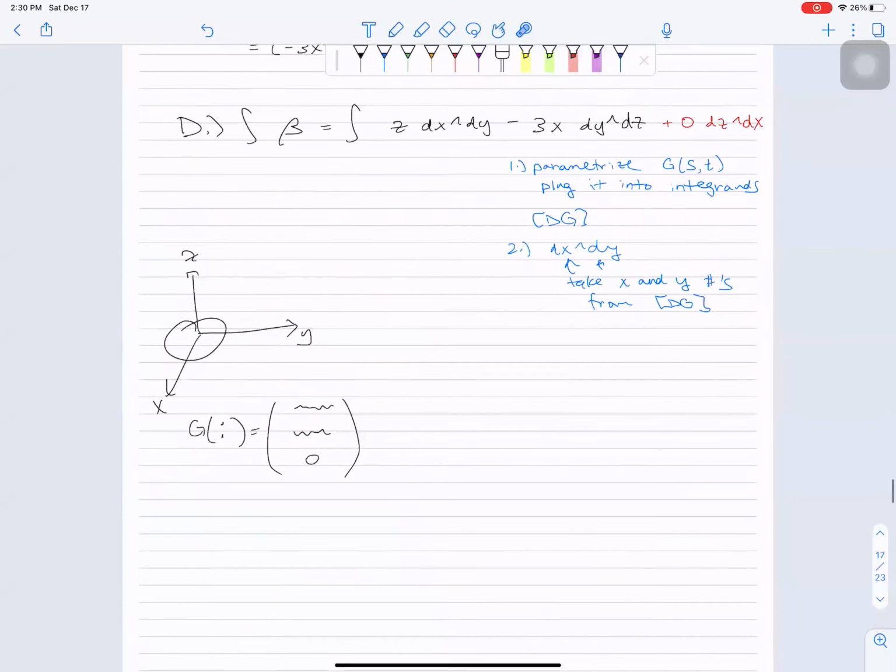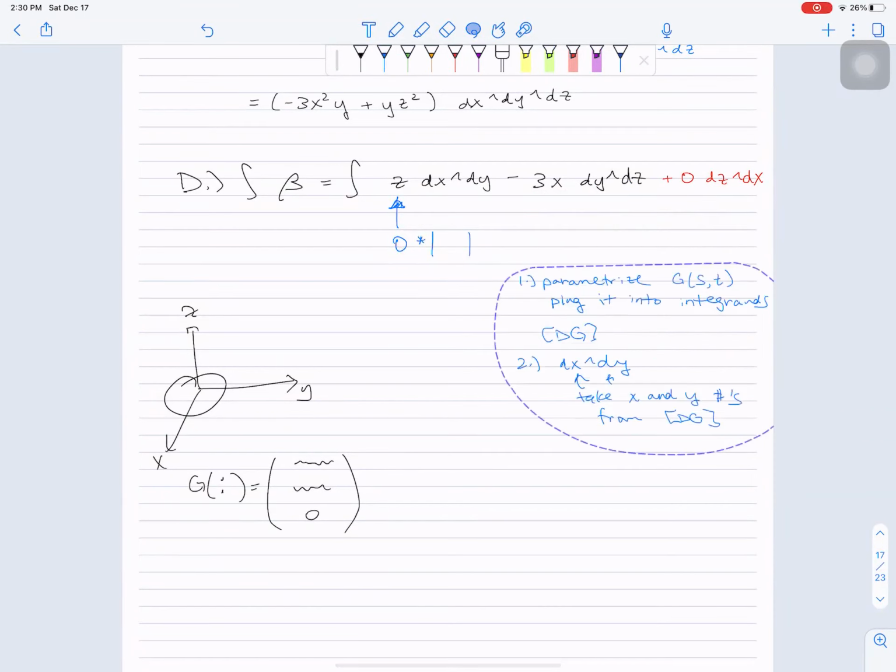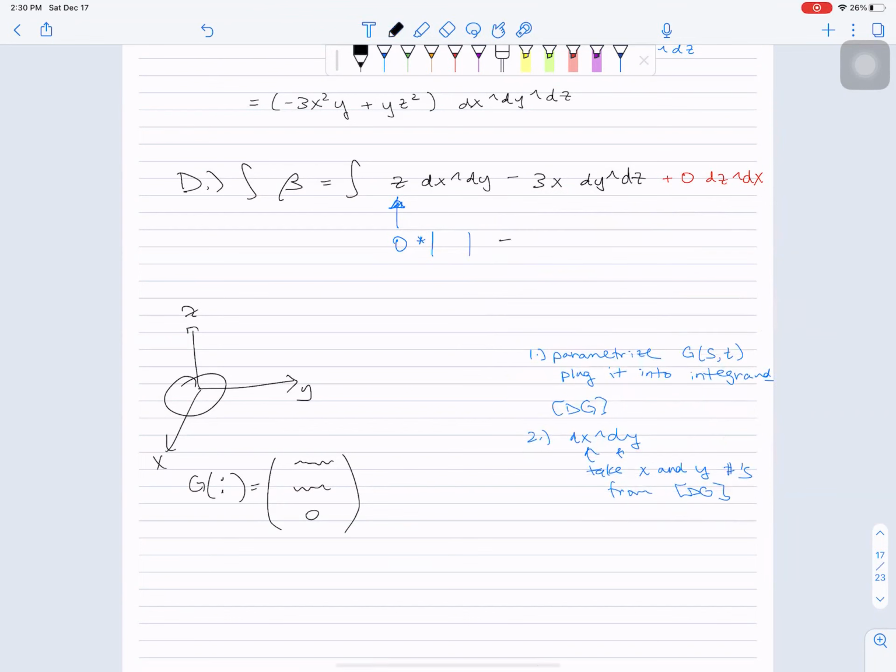Okay. So that means what happens? What were my steps, right? I have my parameterization. I plug it into my integrands. That means when I plug it in, z is 0. Right? So I have 0 times something, times whatever this determinant is. And then I have minus 3 times whatever my x parameterization is, leave it question mark.